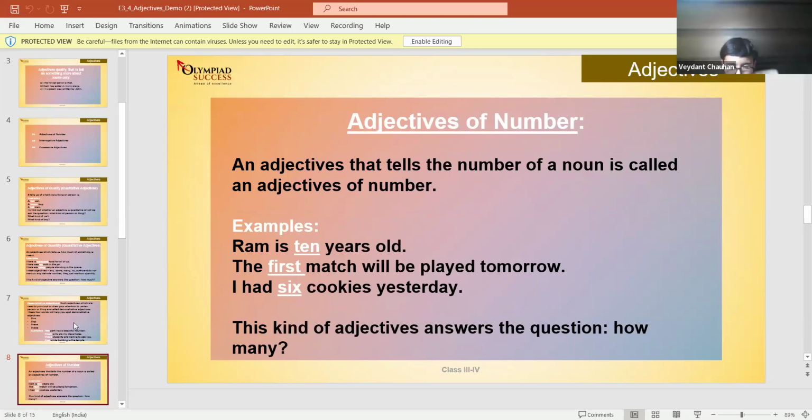For example, I have 10 pencils. This is my first football match. I had 6 cookies yesterday. Maybe I had 6 chocolates yesterday. So when we ask the question how many, the kind of adjectives that answer the question how many are number adjectives.